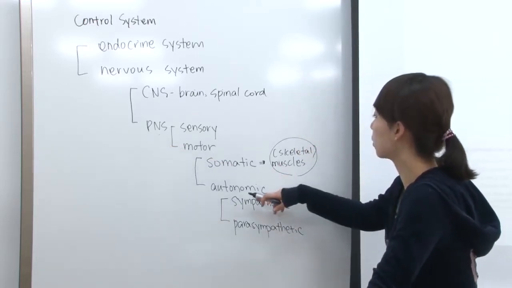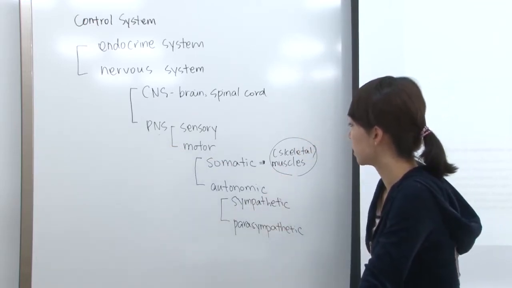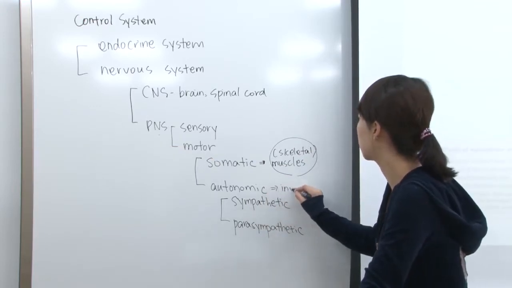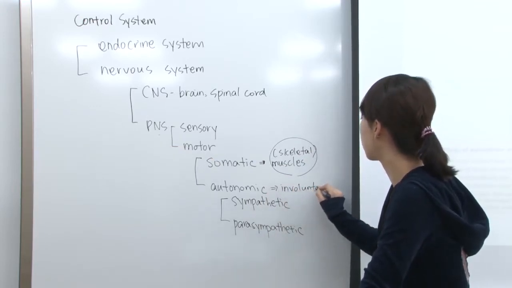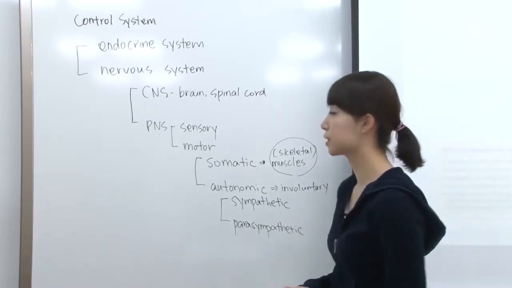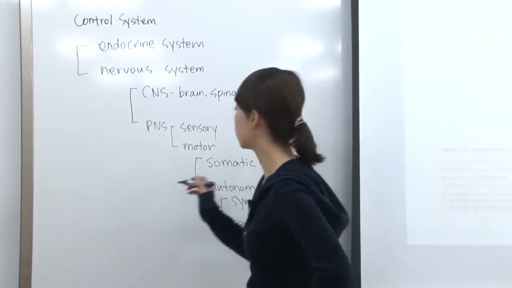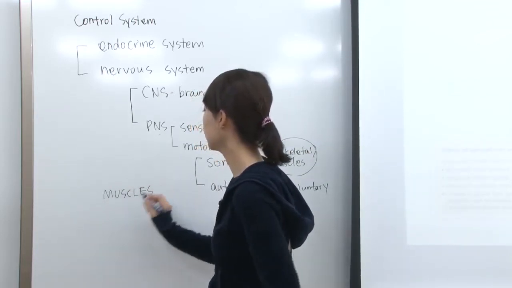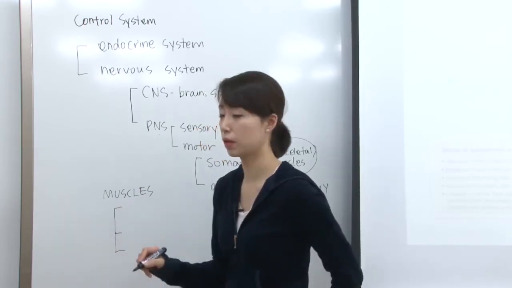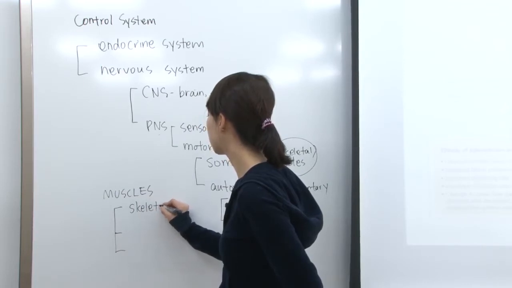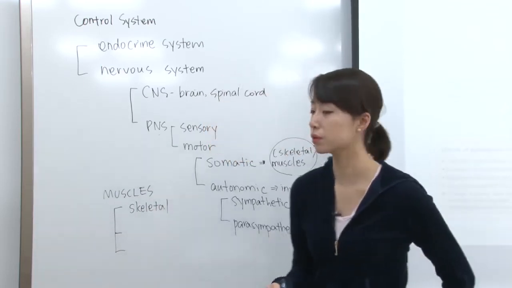But the other ones, the autonomic, is involuntary. Out of the muscles, there are muscles that can't really move voluntarily. For example, when we're talking about the muscles, we talk about three muscles. First one is the skeletal muscle that's bonded to the bones.